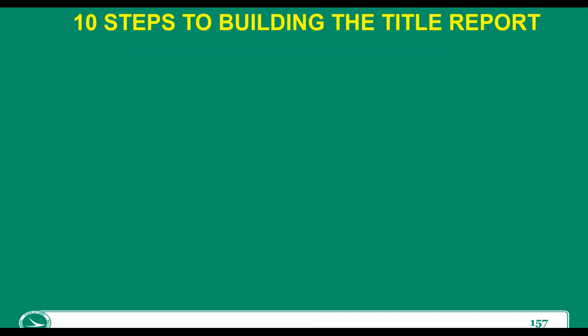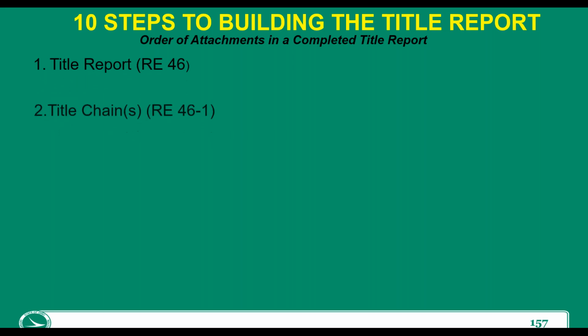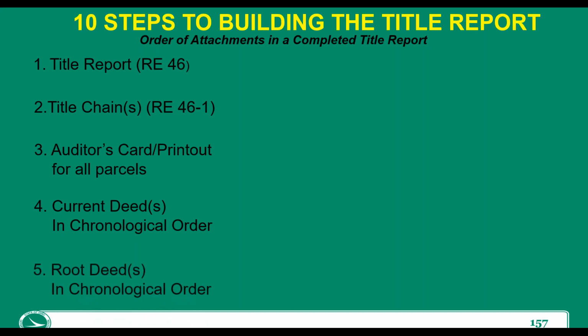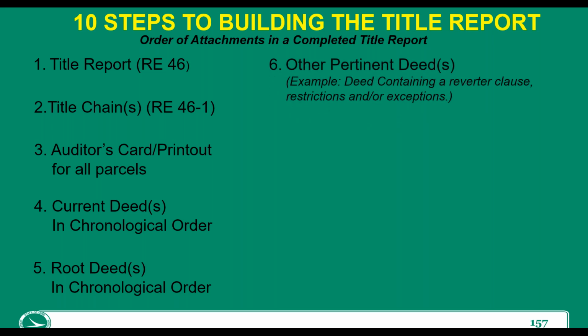10 steps to building the title report. This is just kind of a way that I go about it. The title report, the RA46, then your title chain underneath that, the auditor's printout and card for all parcels. If you have contiguous parcels, you should attach the card, and I usually mark on the top, not in take area, and which ones are in the take and which ones are not. Number 4, then you're going to put your current deeds in chronological order, and then your root deeds in chronological order, and then other pertinent information.